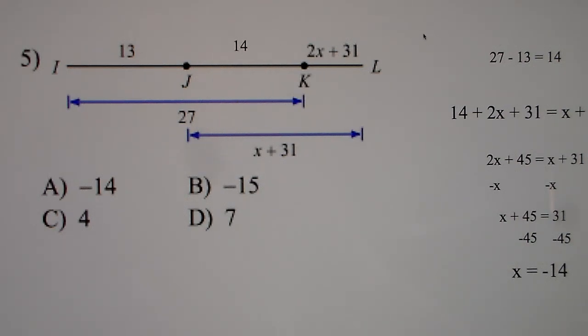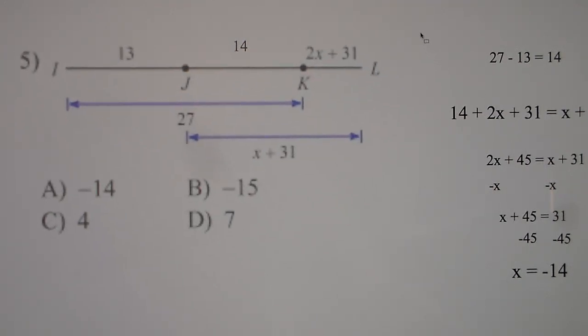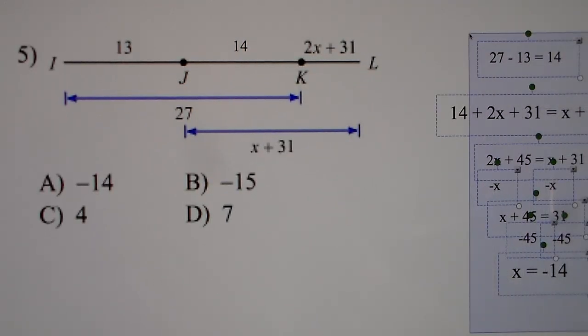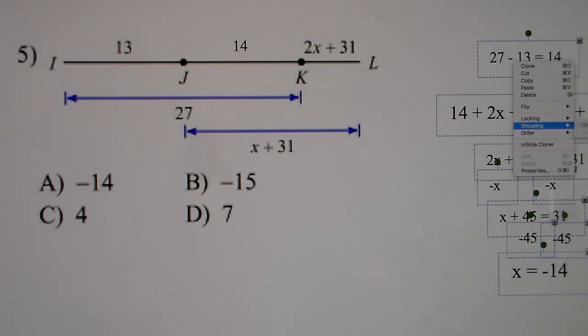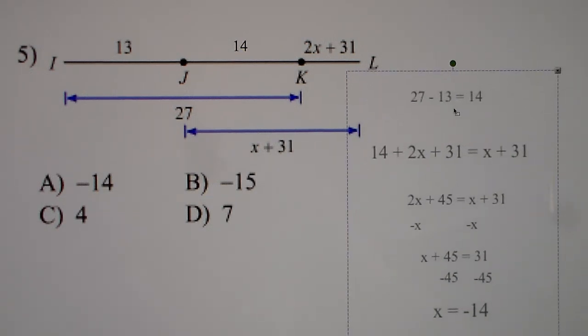I know JK is 14. And here's my work. So you compare your work to mine. We know 27 minus 13 is 14. So 27 minus 13 gets us to 14. That's why I put the 14 in there. And then we know 14 plus 2x plus 31 is equal to x plus 31. These two added to that. Use inverse operation, we solve for x equals negative 14.